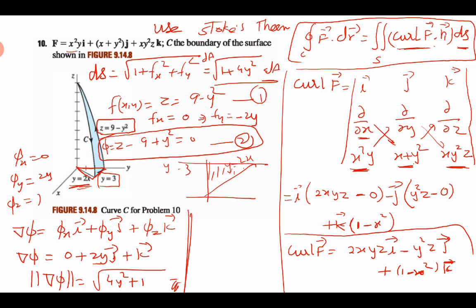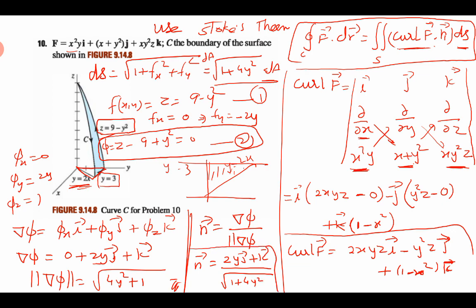Okay. Then what is n vector? Gradient of pi divided by its norm. So what is gradient of pi? It's given here, 2yj. So n vector is 2yj vector plus k vector divided by square root of 1 plus 4y square. You see, n vector we got, the outward unit normal vector to the surface given here, and ds is already available here.